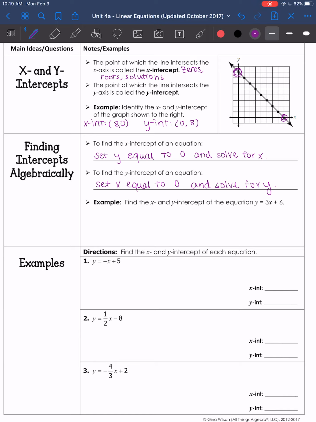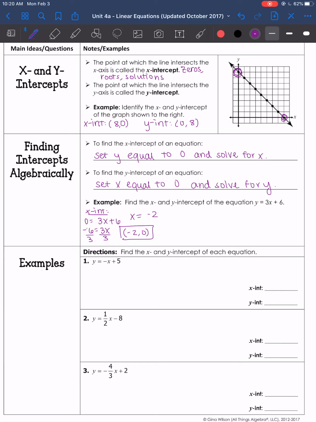So, if we're given this example, y equals 3x plus 6, we want to find the x and the y-intercepts. Let's find the x-intercept first. You're going to set y equal to 0. So 0 equals 3x plus 6. Then we're going to solve for x. We subtract 6, so I get negative 6 equals 3x, and we divide by 3. So x equals negative 2. But I need to write this as a point, so x is negative 2 and y is 0. So that's how you find your x-intercept.